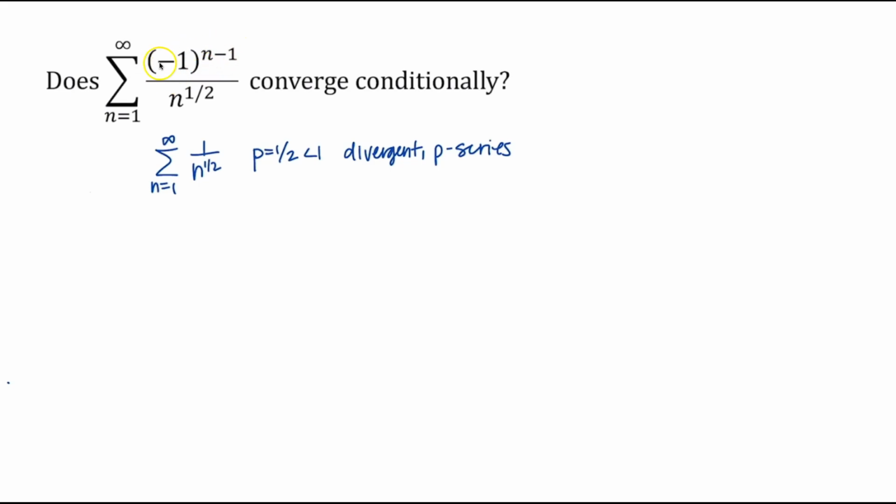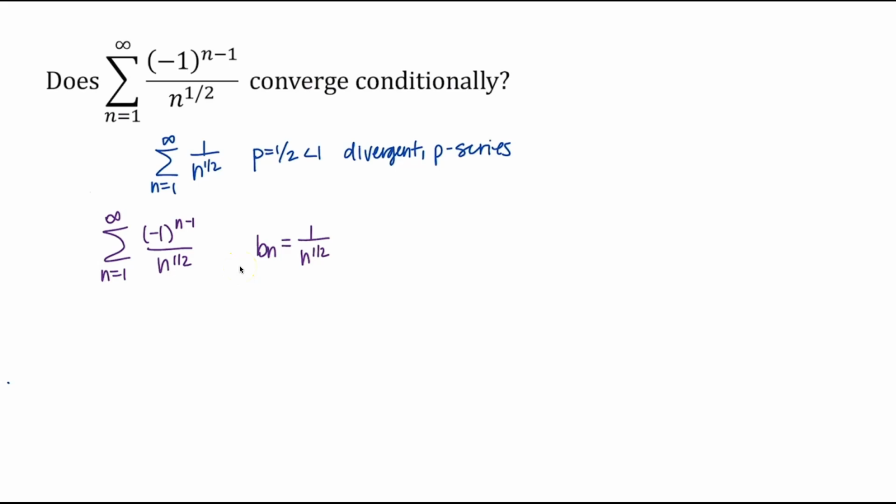Well, notice that we have this alternating piece here. So to check whether this original series converges, we're going to use the alternating series test. So now we're going to again check the sum n equals 1 to infinity of -1 raised to the n minus 1 over n to the 1/2. Keeping in mind, again, it's alternating, so let's focus on b sub n, 1 over n to the 1/2, the piece without the alternating factor.